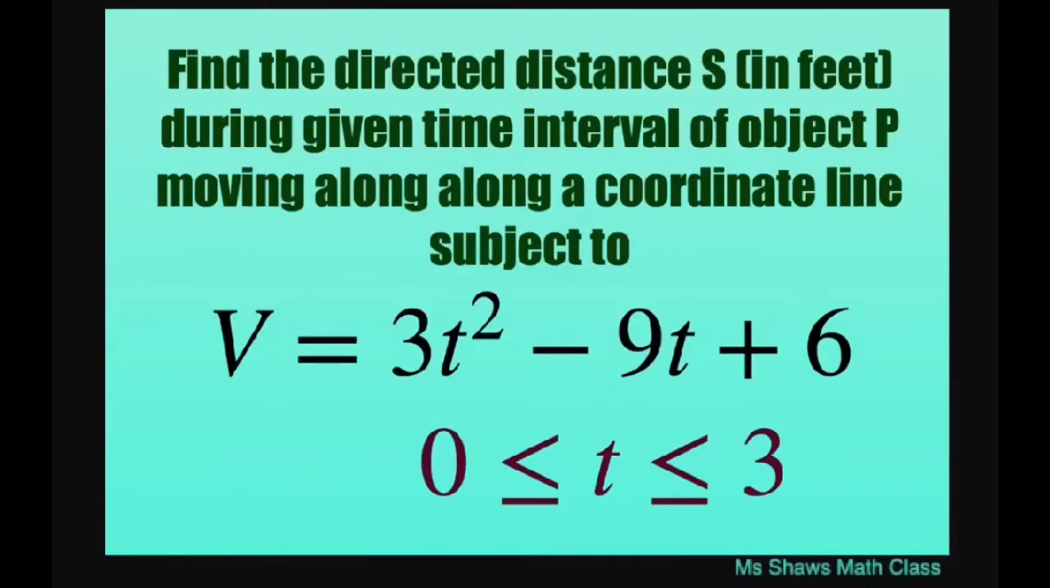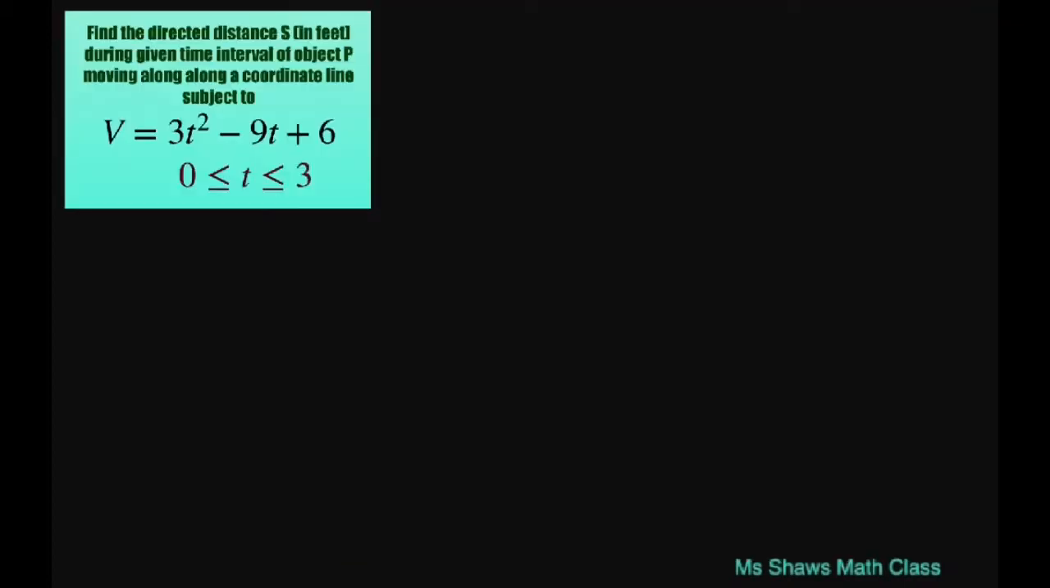Hi everyone, we're going to find the directed distance s in feet during a given time 0 to 3 of object P moving along a coordinate line subject to V equals 3t squared minus 9t plus 6. So basically what we have is our V, and let's factor it so we can find the intersection points between the curve and the x-axis.